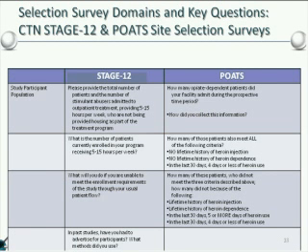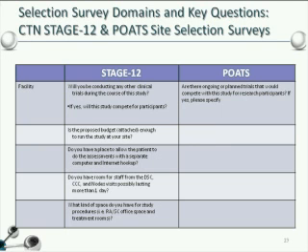Then another thematic area, on the next slide, Liz, is the facility. We asked fewer questions about facility than Stage 12, but you can see in the Stage 12 survey, they really took this a step further and, I think, did an excellent job of trying to understand the nuances of the resources and capacity at the potential sites.